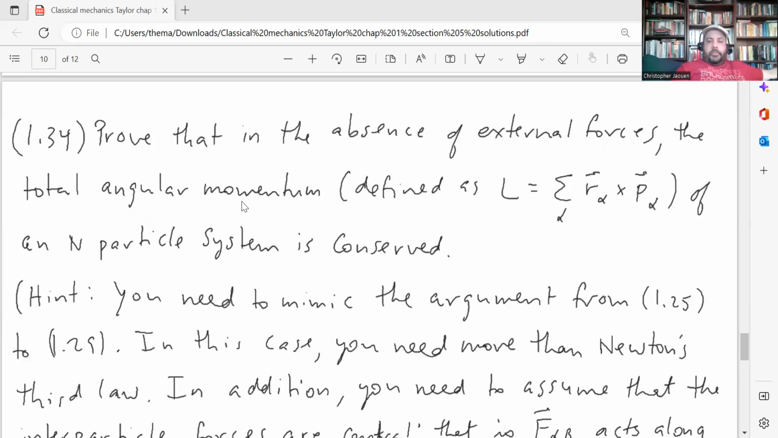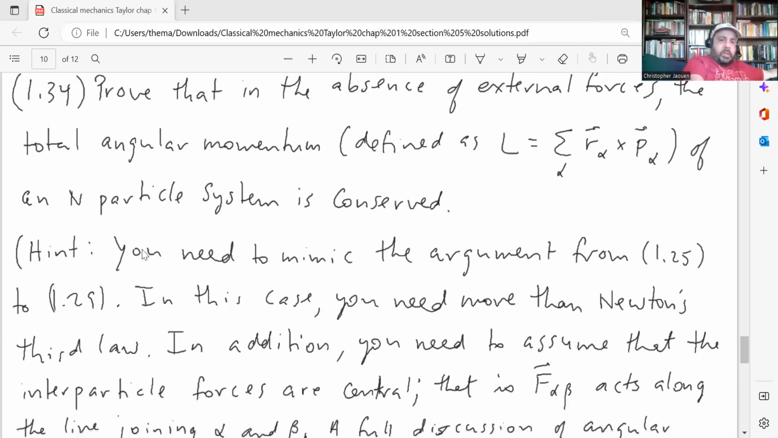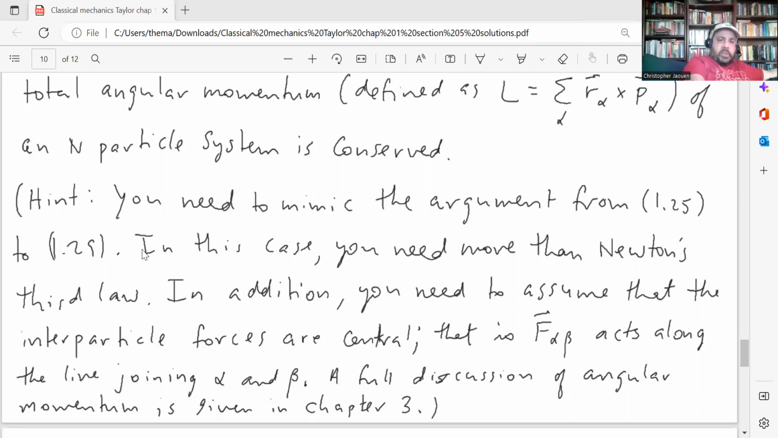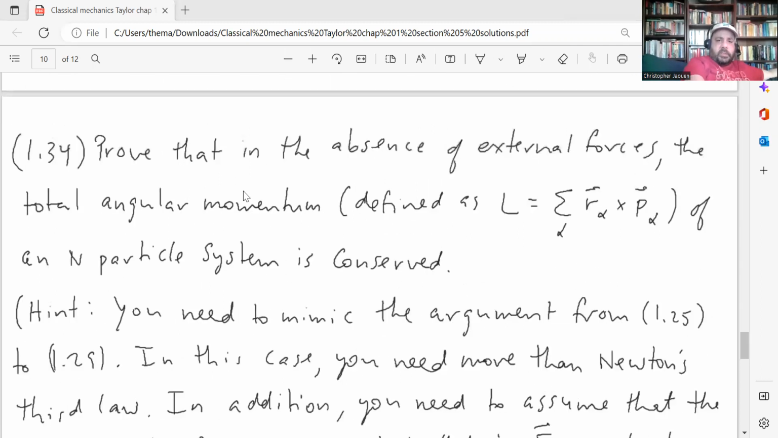So the P alpha is the momentum of particle alpha, and you're crossing that with, I guess, this would be the radius away from the point of rotation. I think that's what that means. But just using the definition here, we can prove this for an n particle system. So prove that the angular momentum of an n particle system is conserved.